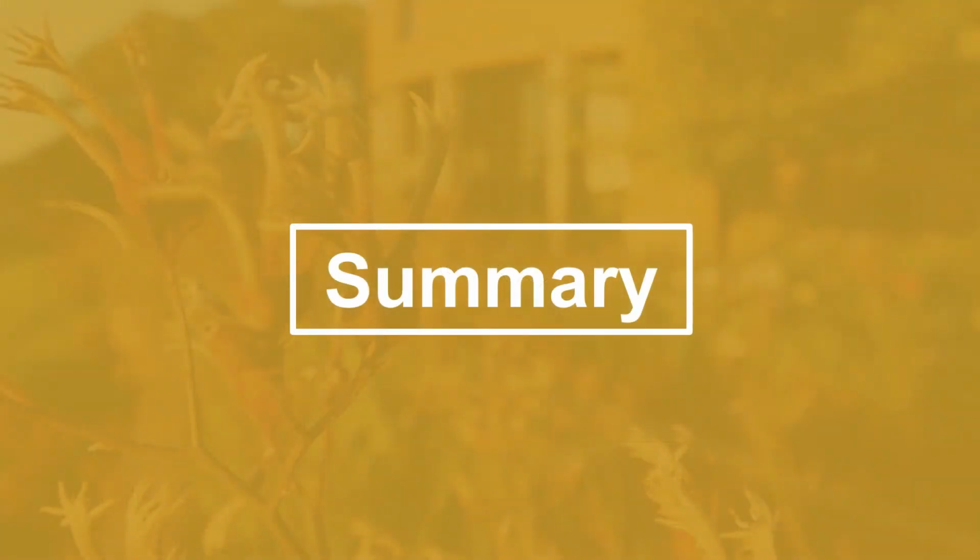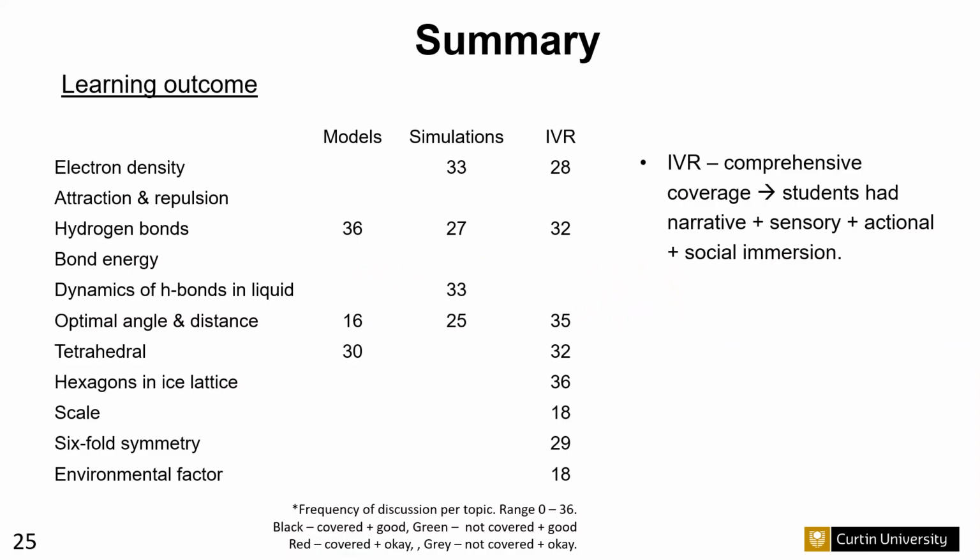So, summary. For the summary, I will show you the frequency of discussion per topic for all three media. So you can see here models, the magnetic physical models. They cover hydrogen bonds, optimal distance, tetrahedral very well, and simulation other aspects of the learning goals. And for IVR, it is more comprehensive, more of these topics are covered. This is because students had narrative, sensory, actional, and social immersion. So all four categories are covered in immersive virtual reality.